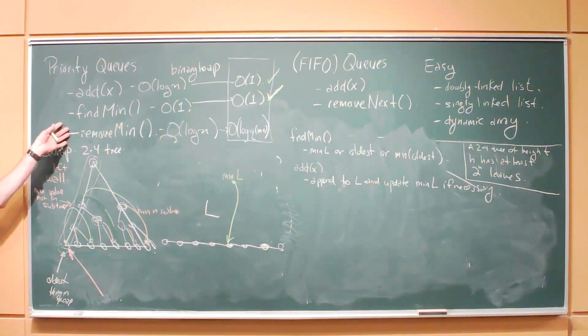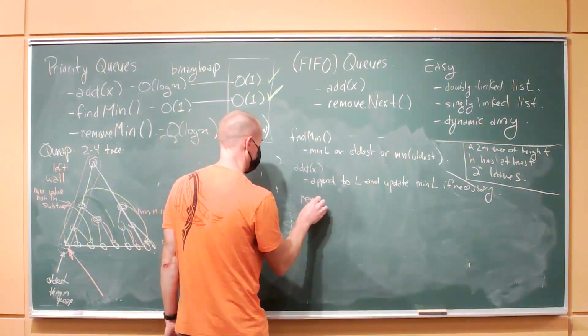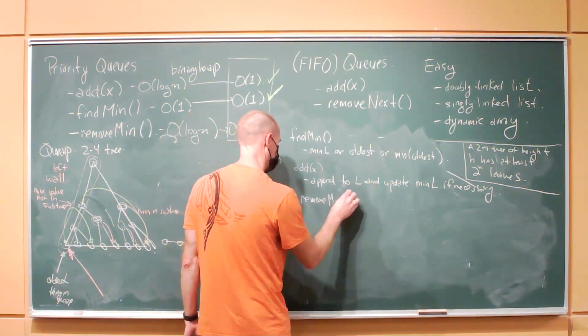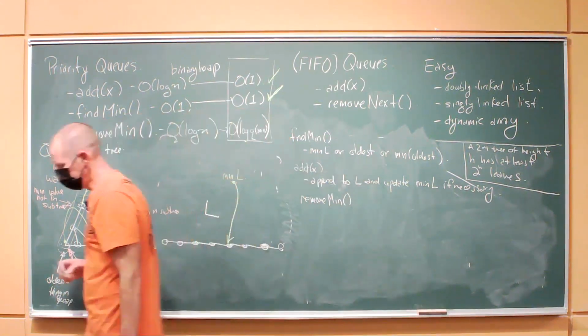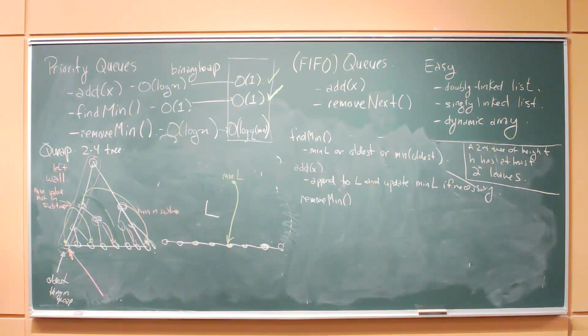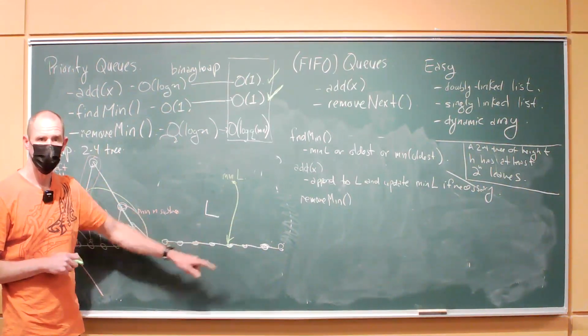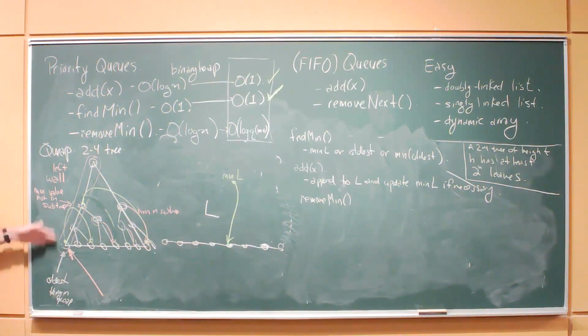So only one operation left to do. Remove min. Well, there are very naturally two different cases to consider. We know how to find the min, so we know where the thing is that we have to remove. And it's either going to be in this tree, or it's going to be in this list. So let's look at the first case where it's in this tree.